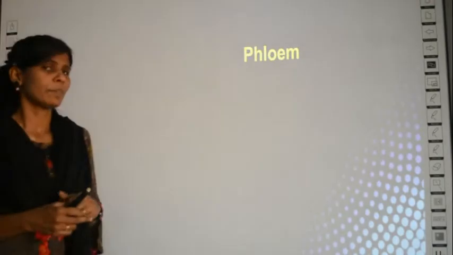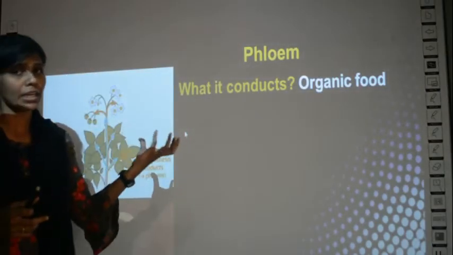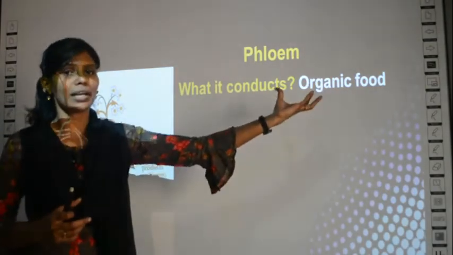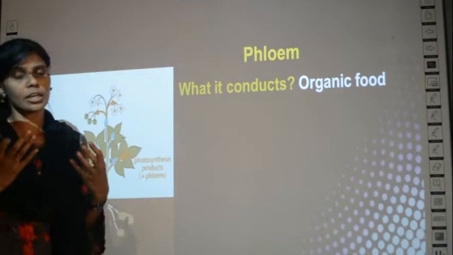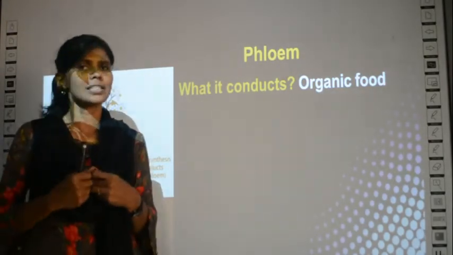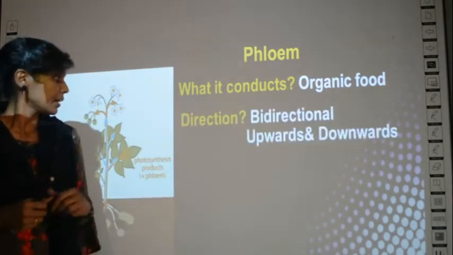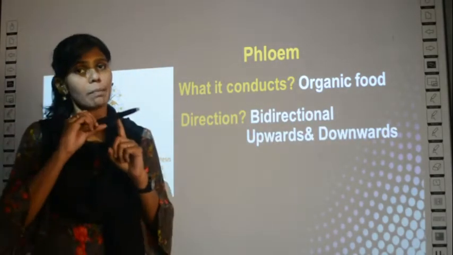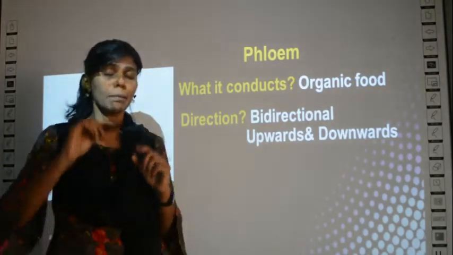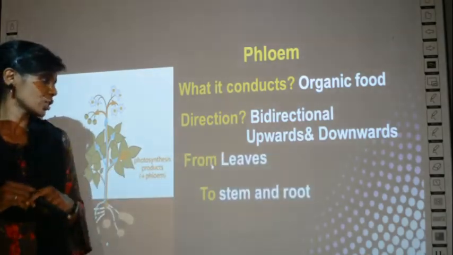of sap. Then what about phloem? What does phloem conduct? Phloem conducts food, mainly the organic food. Why is it called organic food? Mainly the starch materials, what it prepares, no? It is organic since it contains carbon, so it is called organic food. Then what is the direction? I told you already. Phloem is always bidirectional. The food is carried in both directions, both upwards and downwards.